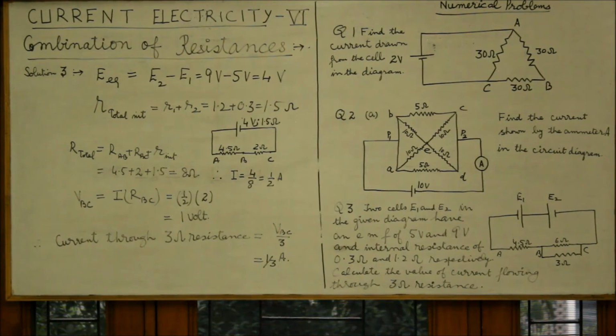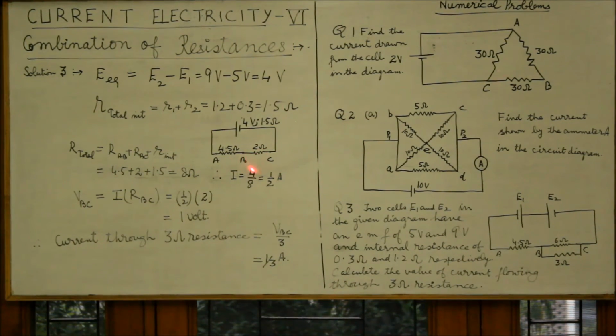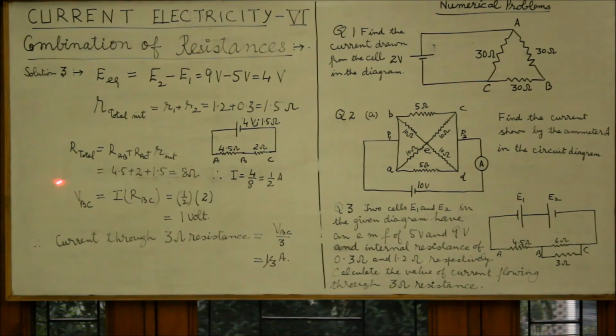The resistances of 6 ohm and 3 ohm are connected in parallel. You can calculate the equivalent resistance as 2 ohms. The circuit can then be redrawn as an equivalent circuit, the battery, the resistance of 4.5 ohms and the net resistance between B and C as 2 ohms. The total resistance in the circuit is given by the series combination of 4.5 ohms, 2 ohms and this total internal resistance 1.5 ohm. So that is, 4.5 plus 2 plus 1.5, that is 8 ohms. The current will be given by EMF over total resistance, 4 over 8, or half ampere.